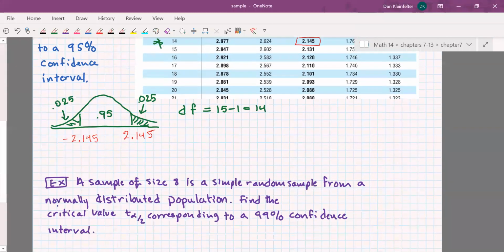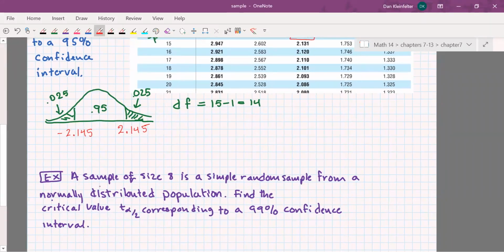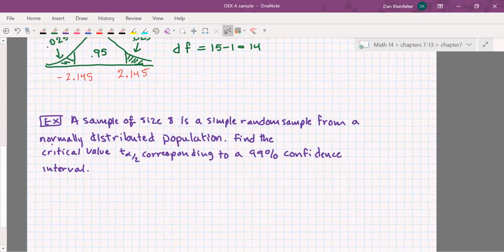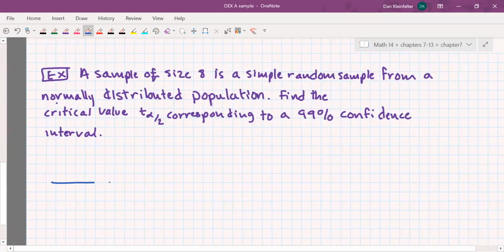Okay, so let's try that again. So here it says a sample of size 8 is a simple random sample from a normally distributed population. We want to find the critical value t alpha over 2 corresponding to a 99% confidence interval. So again, a picture will help.